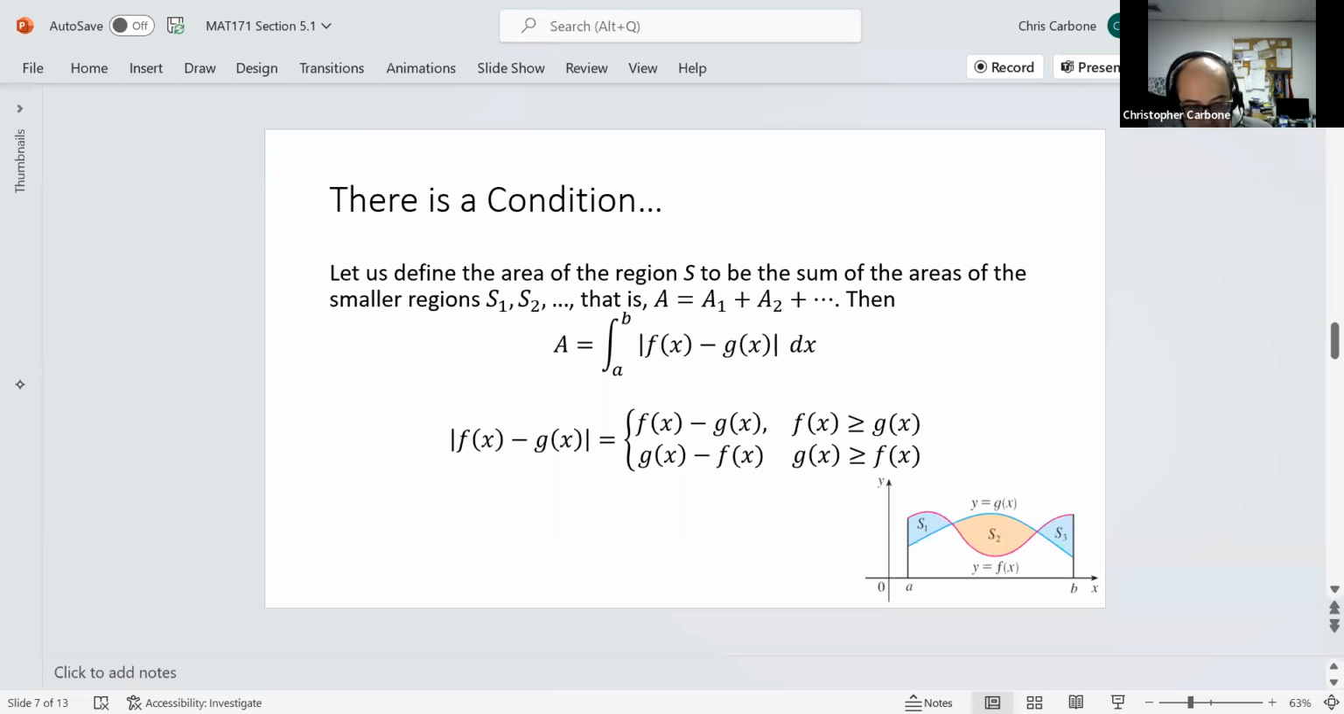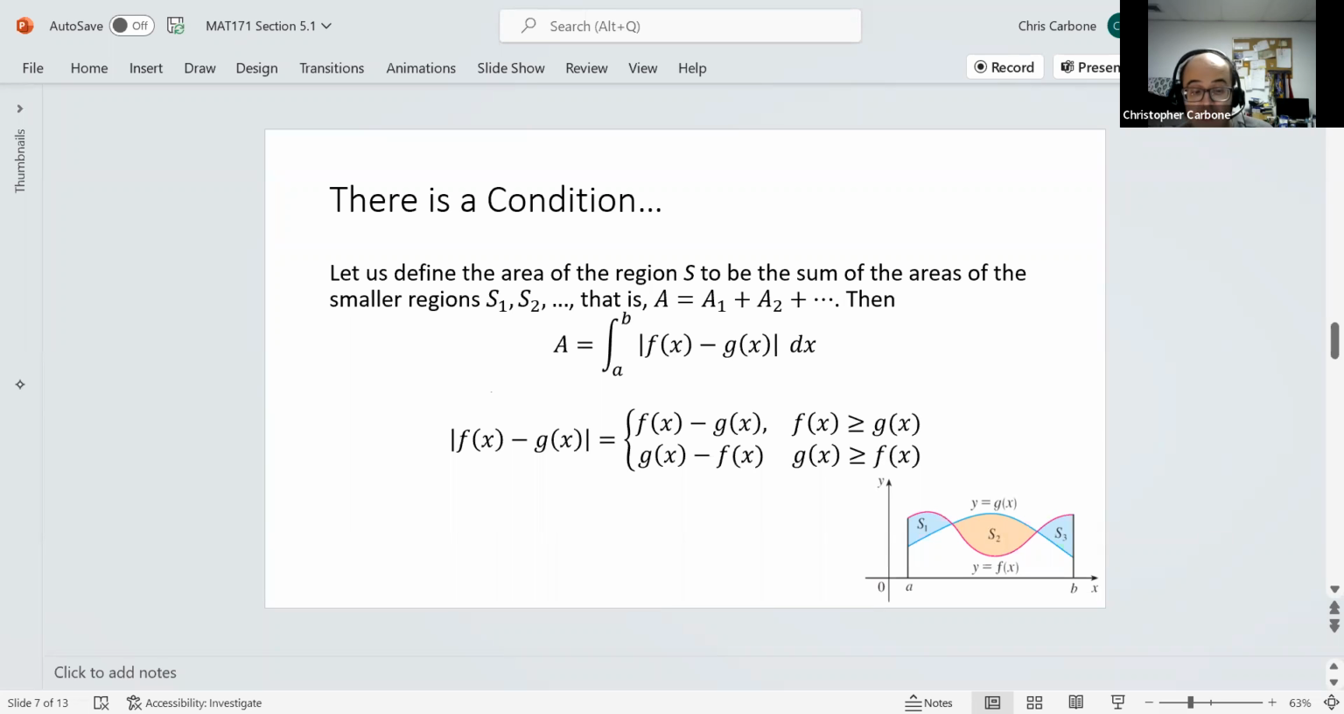But there's a problem, right? That's presuming f of x is always above g of x, and unfortunately that does not always happen. So we could define the area of the region S to be the sum of the areas of smaller regions, S sub 1, S sub 2, and so on and so forth. And we would just add all those areas together for the total area A to be A sub 1 plus A sub 2, and all the way down to whatever number of areas that we have.